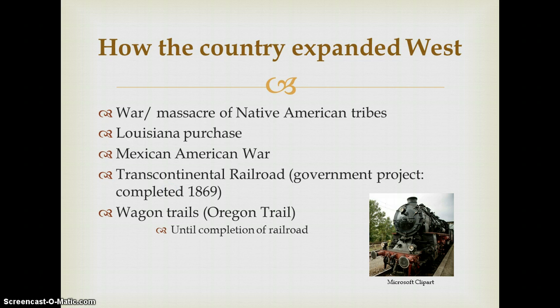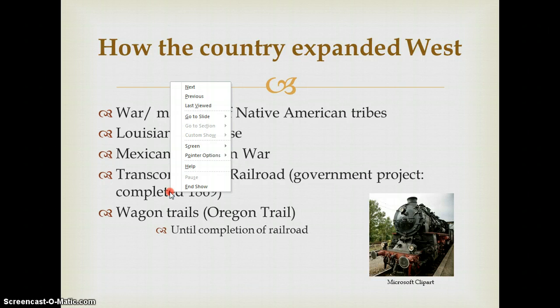The country expanded west in many ways, the most devastating being through war and the massacre of native tribes. The Louisiana Purchase of 1803 greatly increased territory of the United States, as did the Mexican-American War in 1846. Building the Transcontinental Railroad cut some of the danger and most of the time to travel west. Until the railroad, wagon trains, infamously the Oregon Trail, were used.